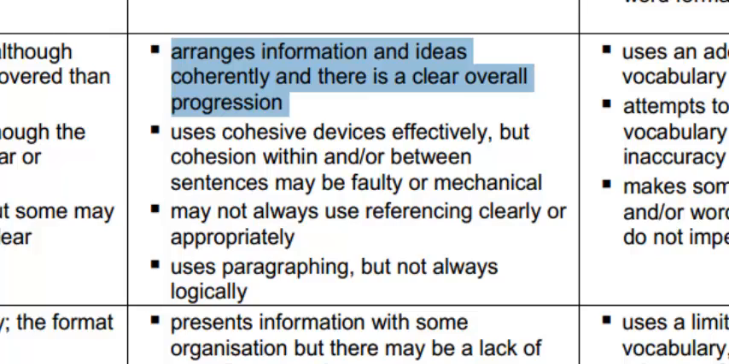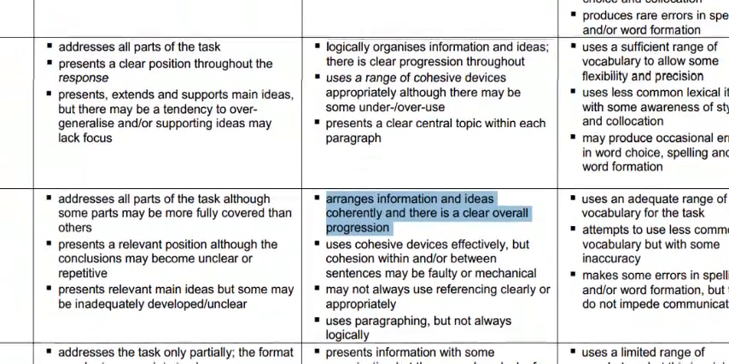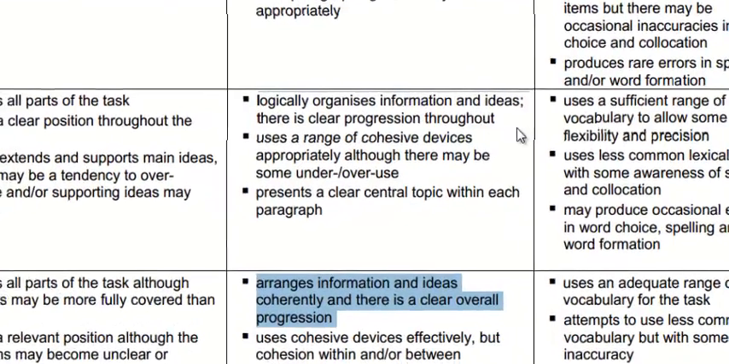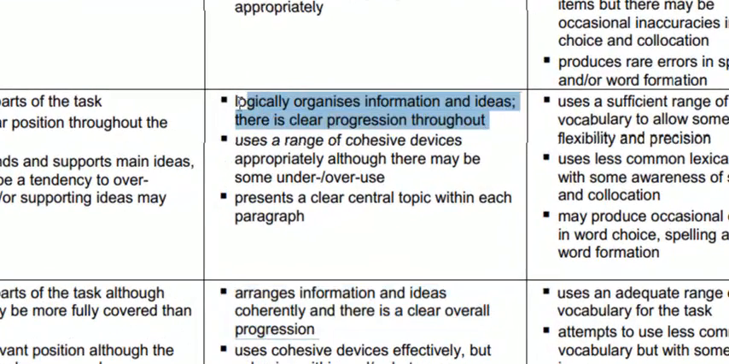Okay, so this is relating to how well your essay can be understood. So, yes, your reader can understand everything. If we contrast this with band score 7, it reads, logically organizes information and ideas. There is a clear progression throughout. So what's the difference?